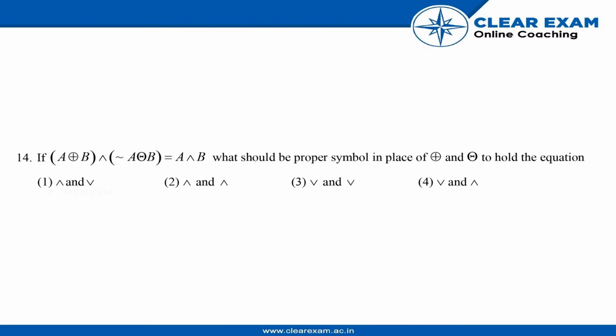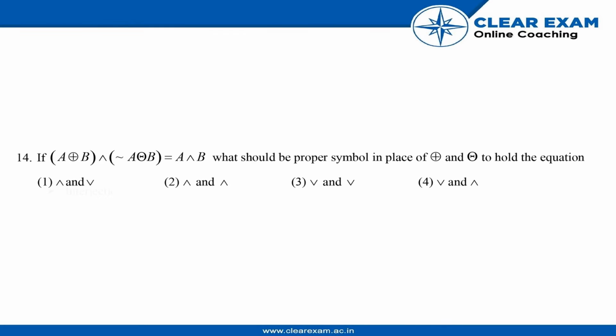And NOT of A ⊖ B is equal to A and B. What should be the proper symbols in place of the circled plus and the circled minus to hold the equation? Four options are given: and, or; or, and; and so on. So let's have a look at the solution.